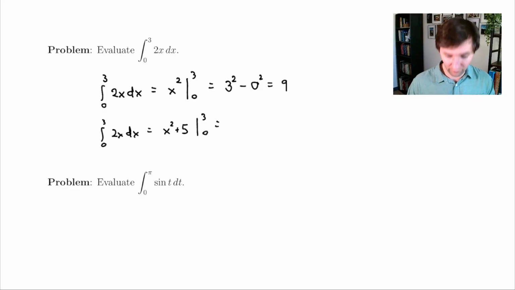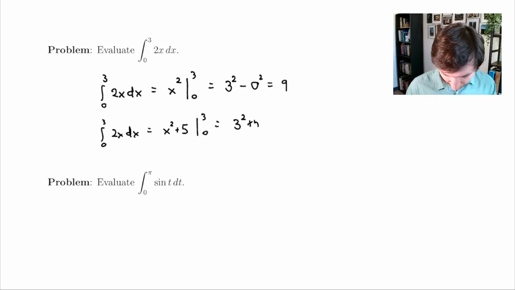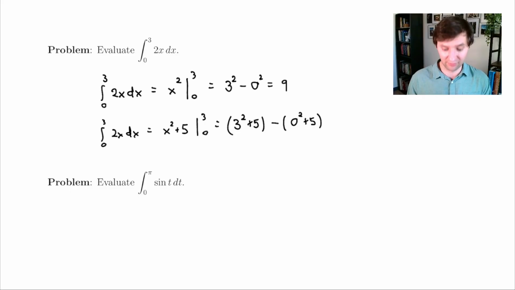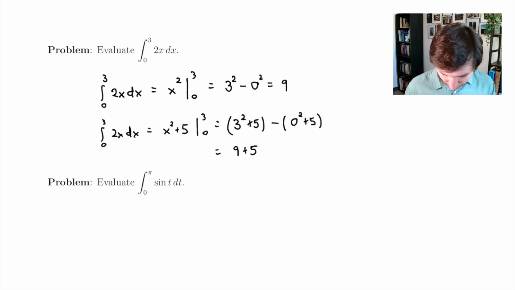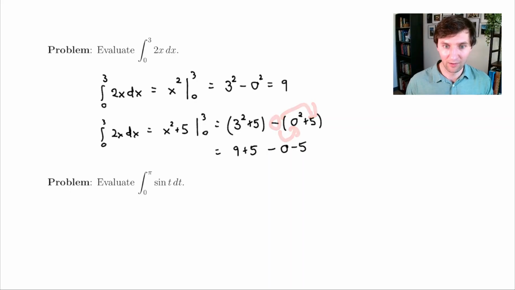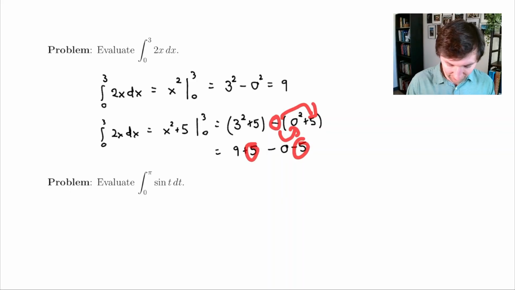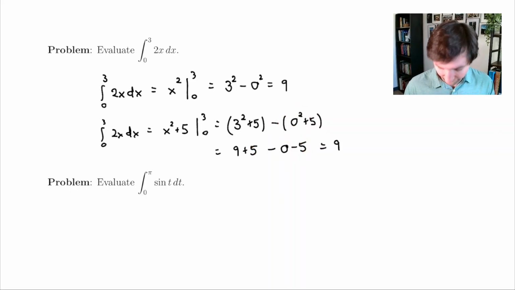When I plug in 3, I get 3 squared plus 5. When I plug in 0, I get 0 squared plus 5. I'm supposed to subtract the two results, that's why I have parentheses and a minus sign in between. On the left, I will get 9 plus 5. On the right, I will get minus 0 minus 5. This minus distributes to both terms. Now, 5 and negative 5 cancel, and I get 9.